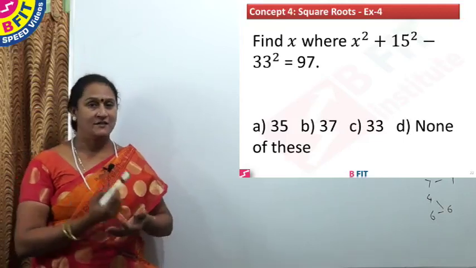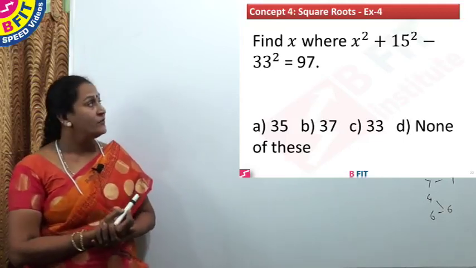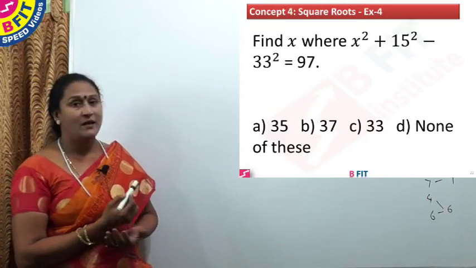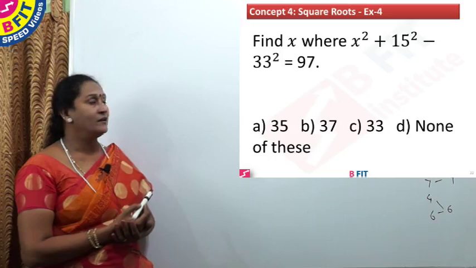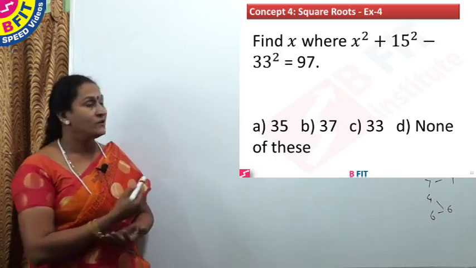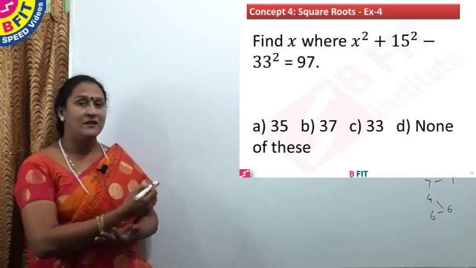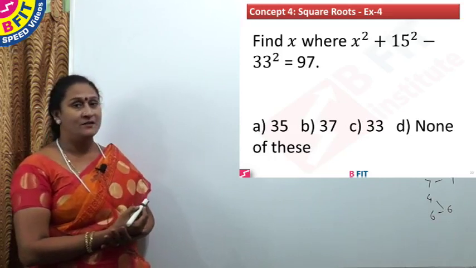So we'll see the next example. The question here is, find x where x square plus 15 square minus 33 square equal to 97. This question was asked in a previous exam. So we'll see what is the working.